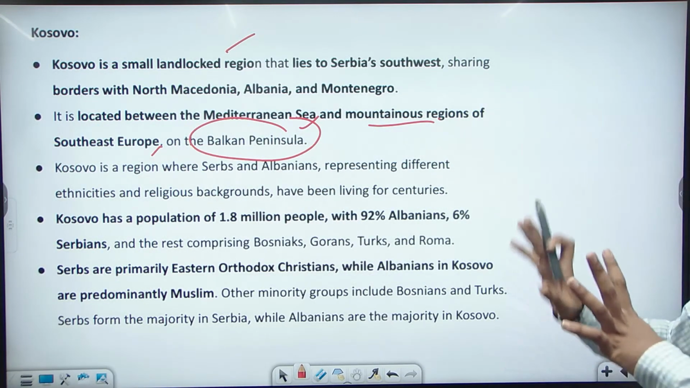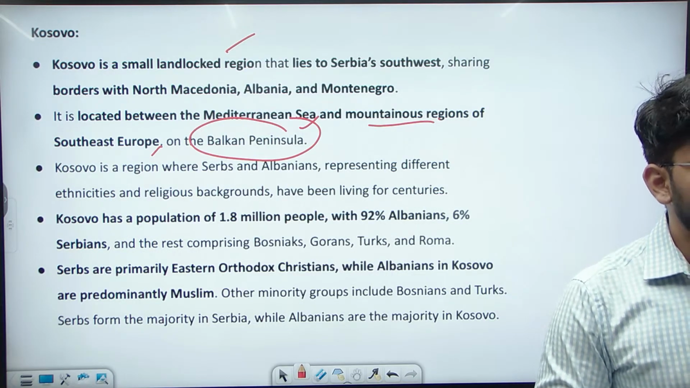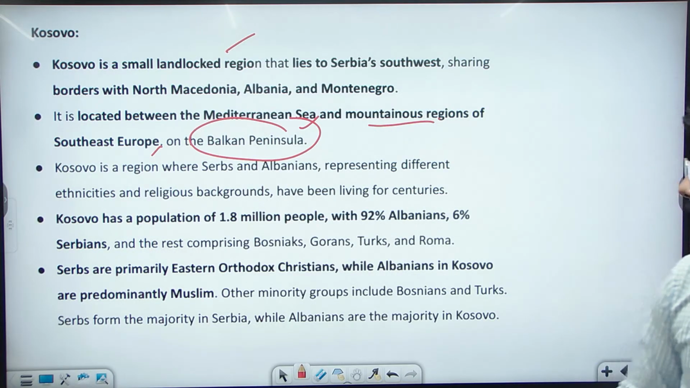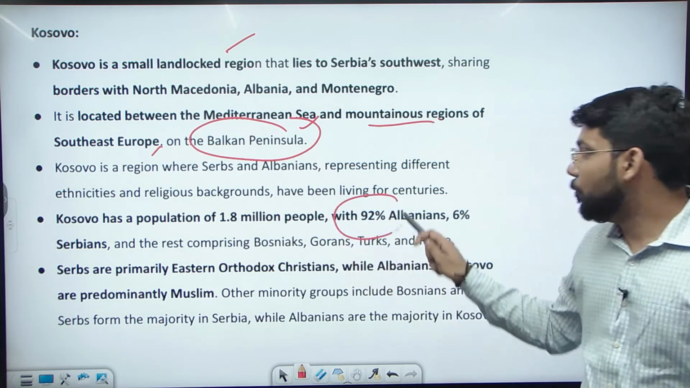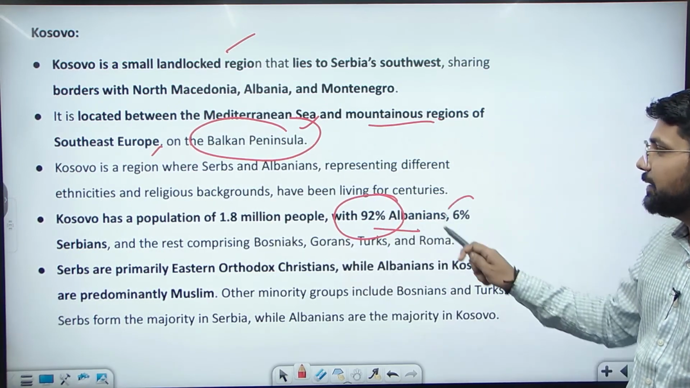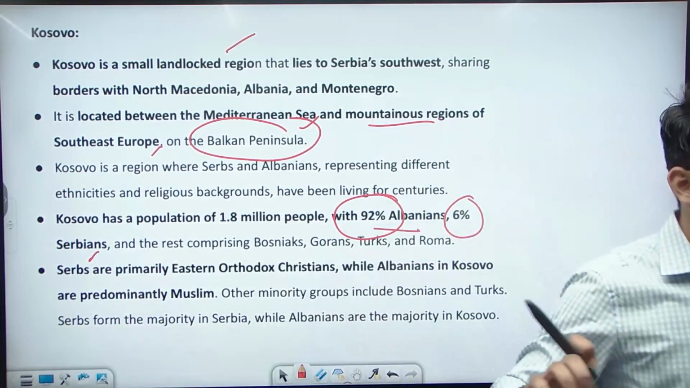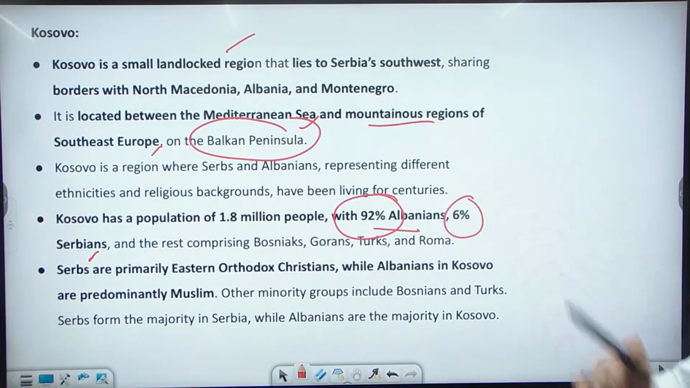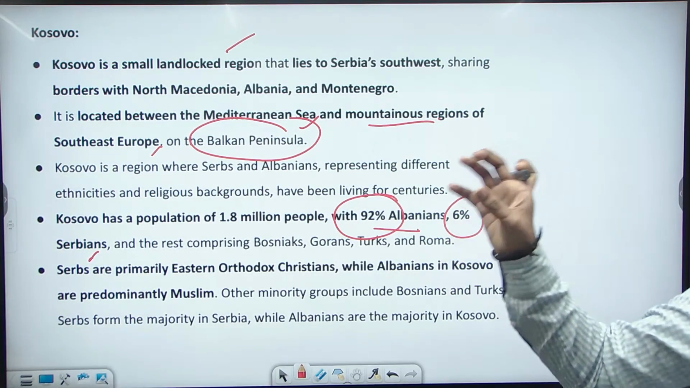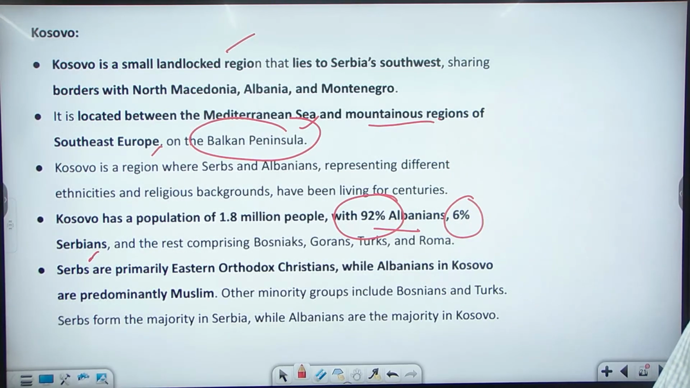So this is some of the information about Kosovo and Serbia. In Kosovo, 92% of the population is Albanian and 6% is Serbian. So the majority are Albanians and 6% are Serbians. And those Serbians consider Kosovo their birthplace. That is also a region of conflict.